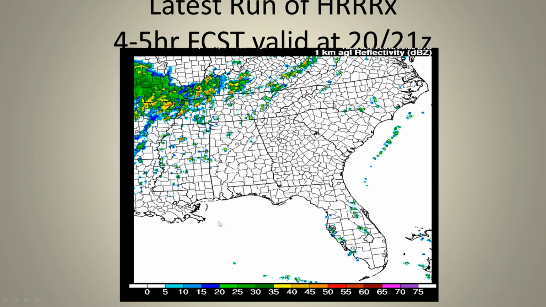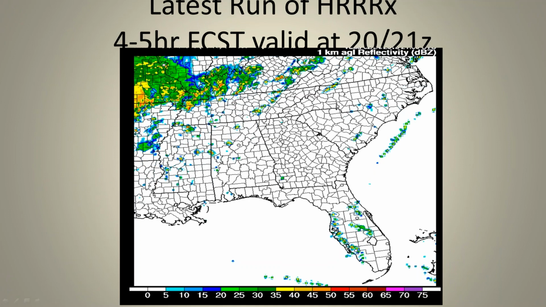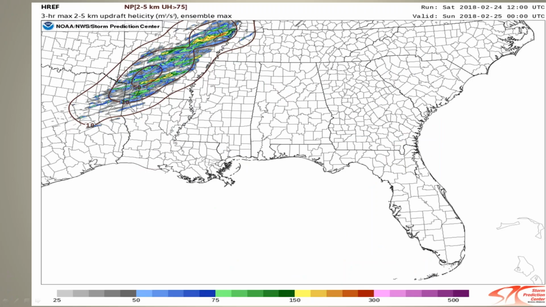The latest forecast of the HRRR, valid at 20 and 21Z, shows a few storms popping up over northern Mississippi and western Tennessee, but a large area of clouds and precipitation back to the west and to the north of the stationary front. The HRRR showing the 3 hour max 2 to 5 kilometer updraft velocity, ensemble max showing areas of 30 to 50 across Arkansas into southeast Missouri.